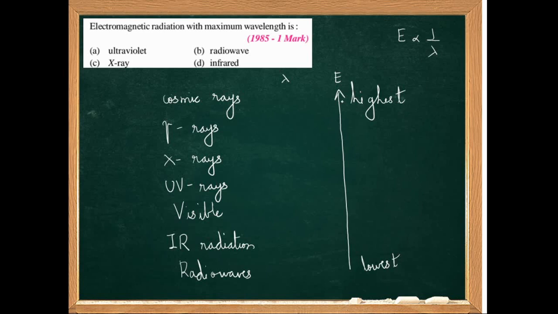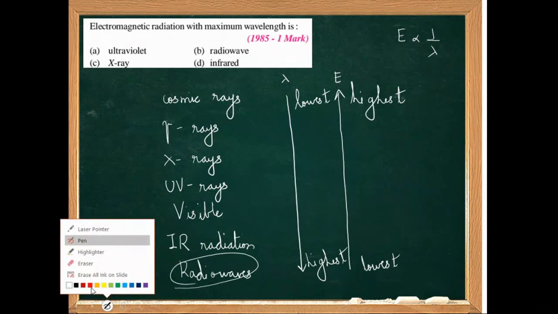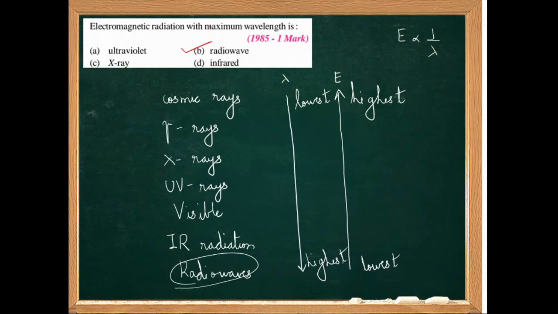Now, if this is how the energies increase, the opposite way the wavelength will increase, because the wavelength is inversely proportional to energy. So the wavelength will be lowest for cosmic rays and the wavelength will be highest for radio waves. Okay, so this is what is asked in the question with maximum wavelength. So maximum wavelength will be what? Radio waves, and the answer is option B. Okay.